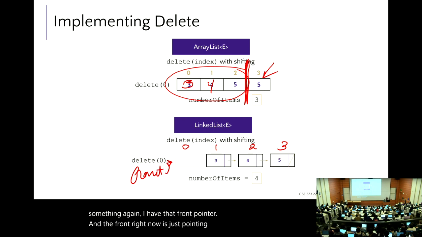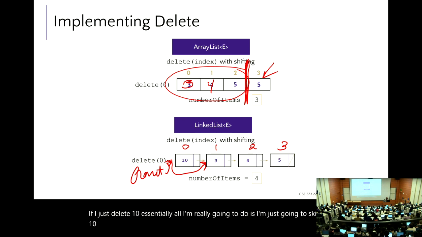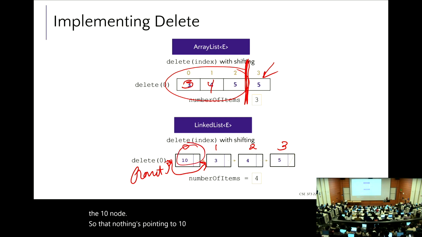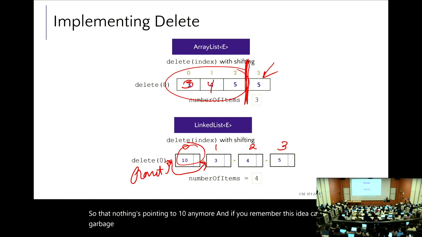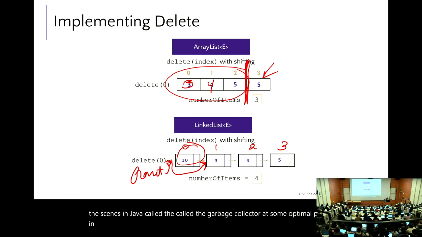If I just delete 10, essentially all I'm really going to do is skip the 10 node so that nothing's pointing to 10 anymore. And if you remember this idea called garbage collection, whenever you have a node in Java that nobody's pointing to anymore, it is considered unreachable memory. And this magical thing behind the scenes in Java called the garbage collector at some optimal point in time comes and just cleans up that memory.